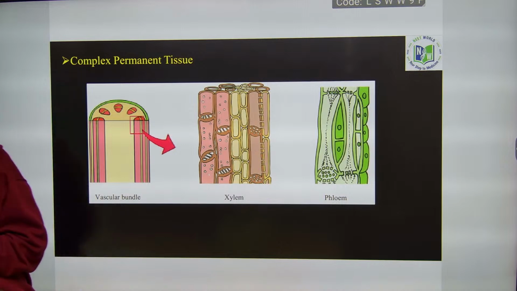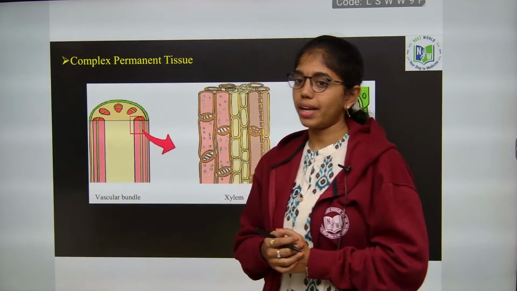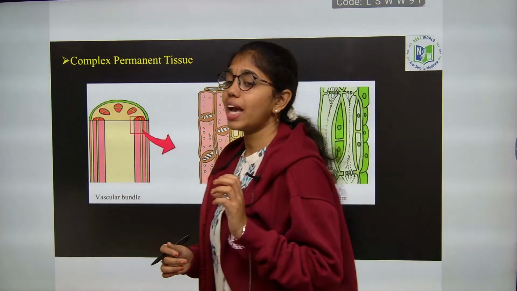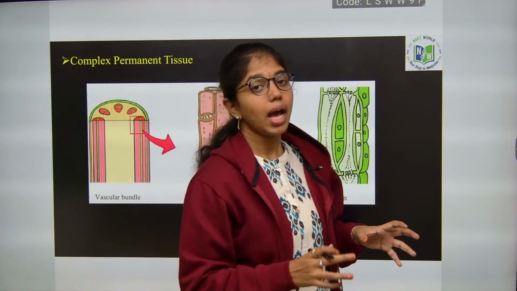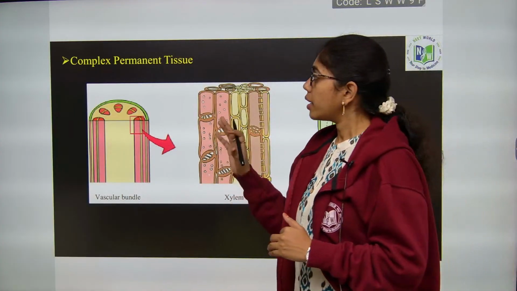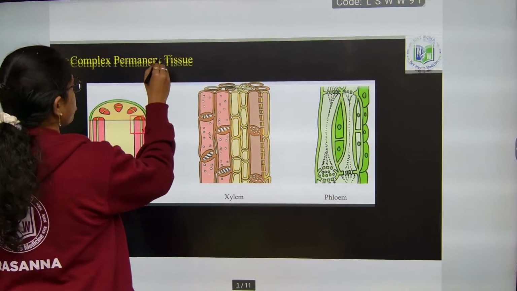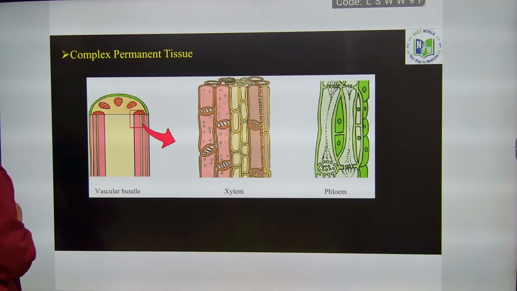Good afternoon everyone. So here we are in our second session of anatomy of flowering plants, wherein in yesterday's class we have clearly dealt with tissues, complete meristematic tissues, and from permanent tissues we have completed simple permanent tissues. Now we are going to learn complex permanent tissues. Complex permanent tissues include xylem and phloem.